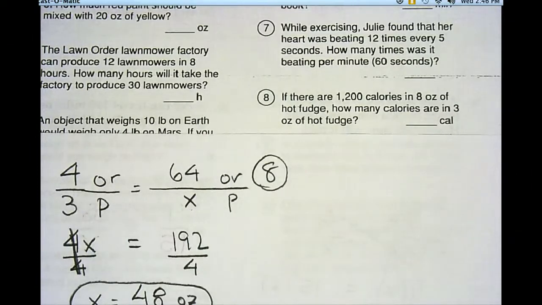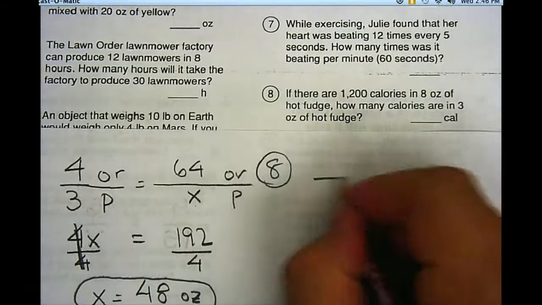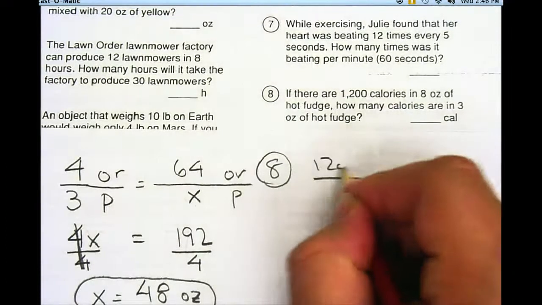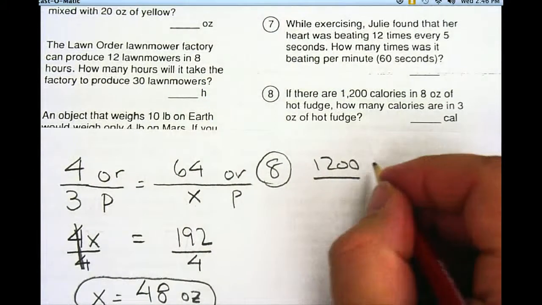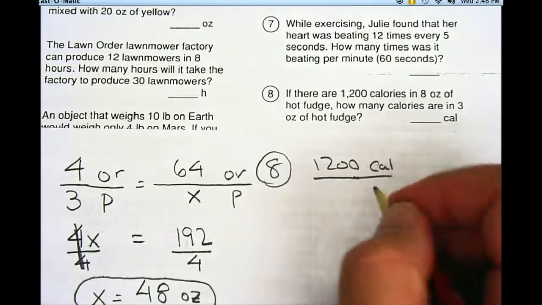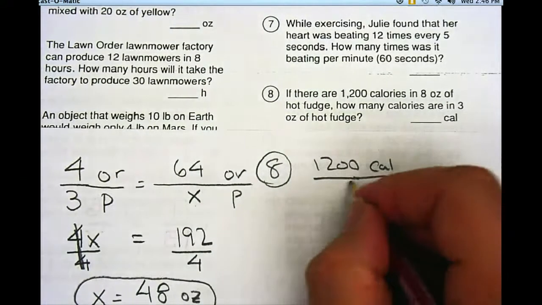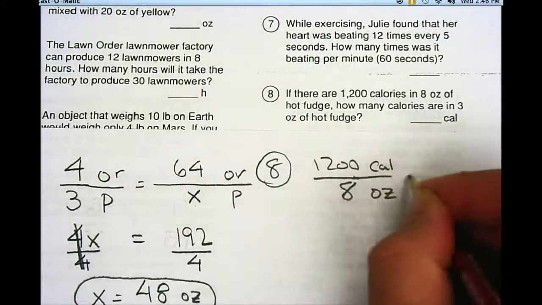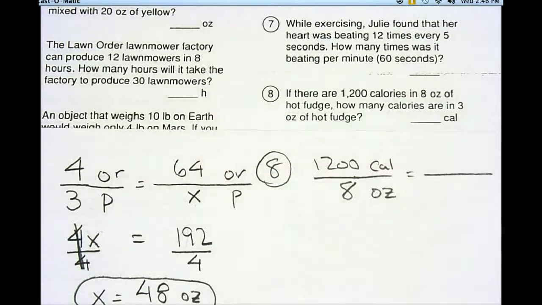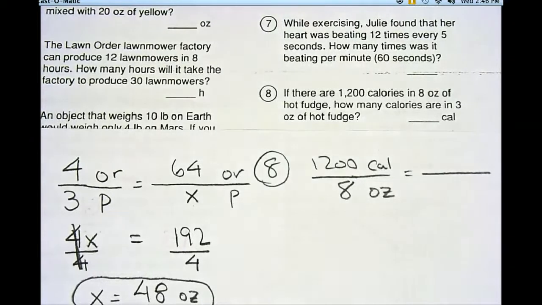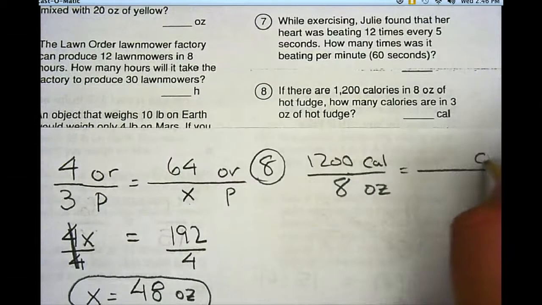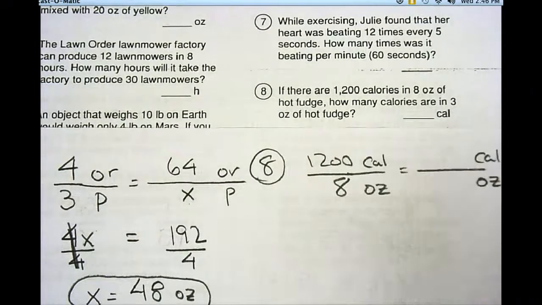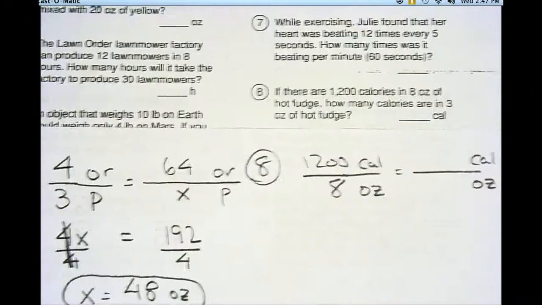If there are 1,200 calories in 8 ounces of hot fudge, so my first ratio is 1,200, and that's going to be calories, in 8 ounces, so I'm going to put 8 ounces there of hot fudge. So now I've written my ratio, and I've labeled it. Now on the other side of my proportion, I need to make sure I label that. So I'll label those, and now I'll read the rest of this.